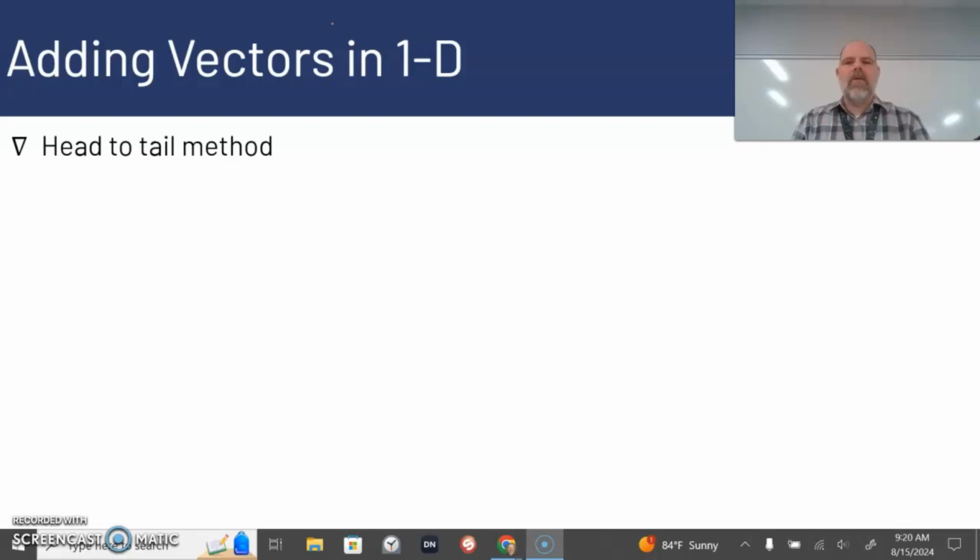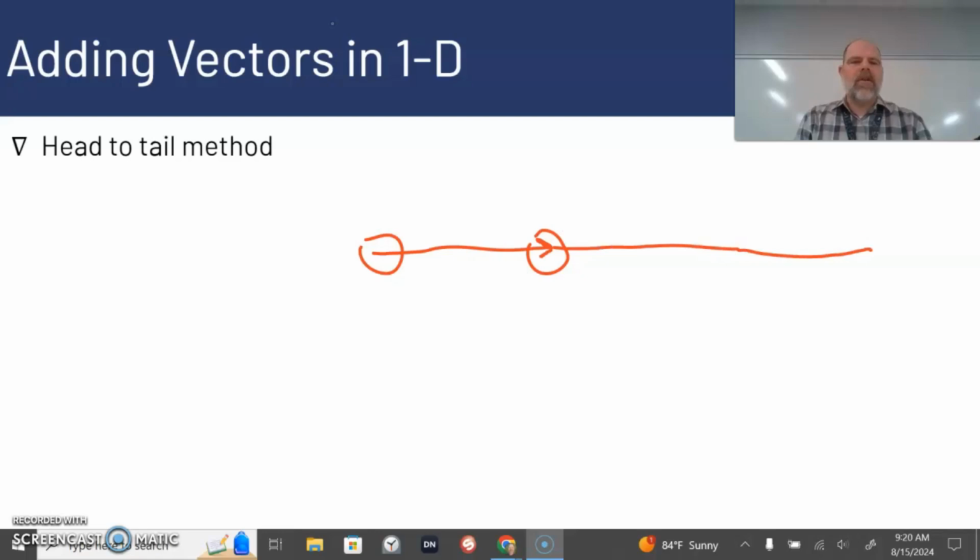In the head to tail method, you have a vector that goes this direction. Here's the head of the vector and here's the tail of the vector. If this is your first vector, for adding the second vector, you're going to put the tail of the second vector at the head of the first vector. So here's the head of the vector, so you're going to add the second vector here.